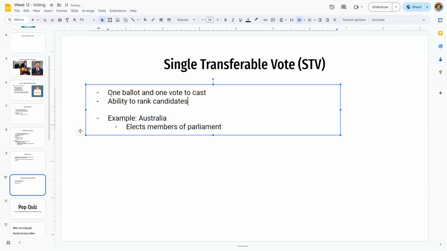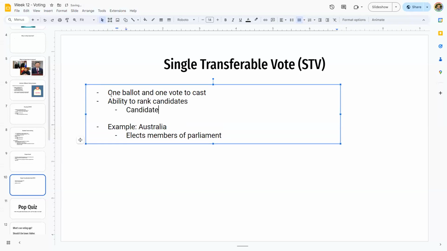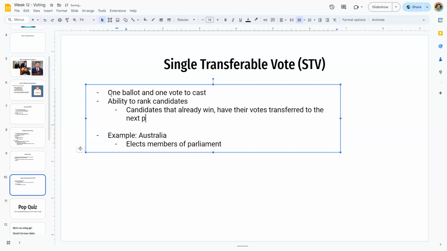An advantage of the system is that it saves your votes. So if your top choice candidate has already gotten elected, then your vote goes towards someone else that you would like to see elected rather than just being wasted. But a disadvantage is that this system can be complicated and hard to understand for voters.